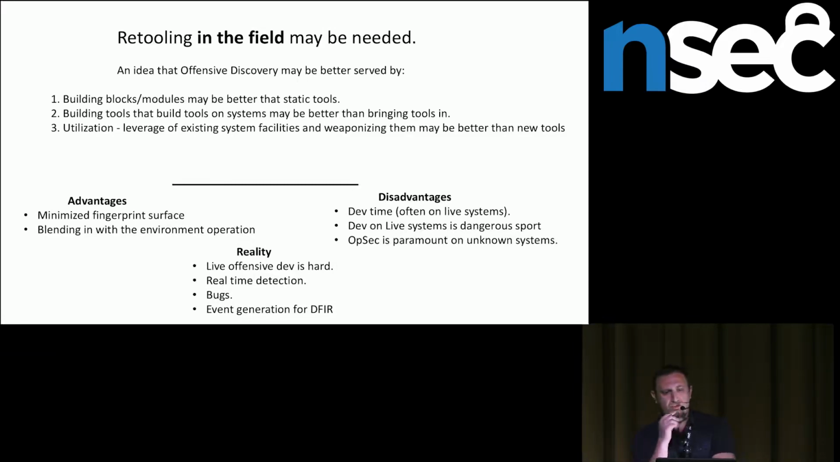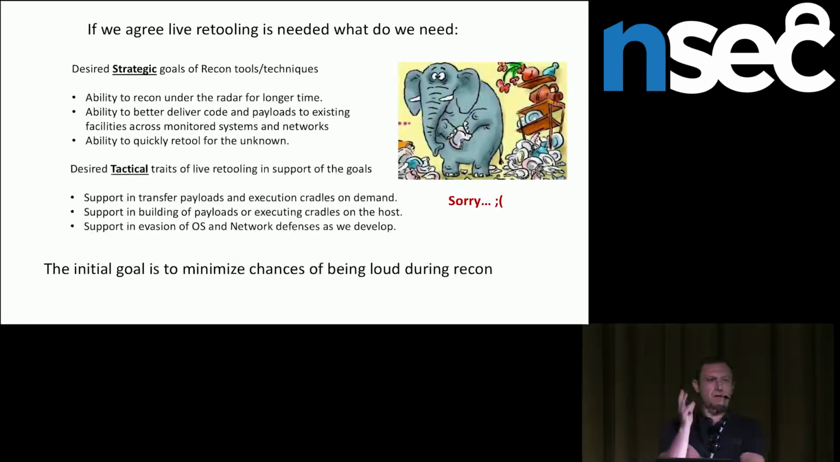So if we agree with the premise that we actually need to do live retooling on the host, what do we need for this? Let's define some goals. Strategic goals of the recon, let's say, right? The first path in before we go further. You need to stay under the radar for a longer time, survivability. You need to better deliver your code or payloads to the existing ecosystem without changing it. And you need to be able to retool for the unknown, right? You may not know what kind of defenses you have.